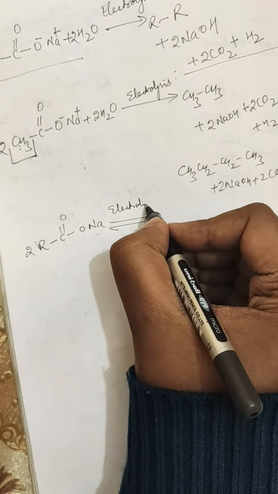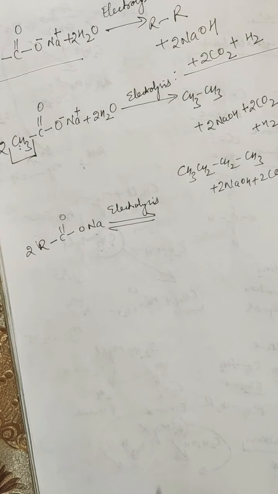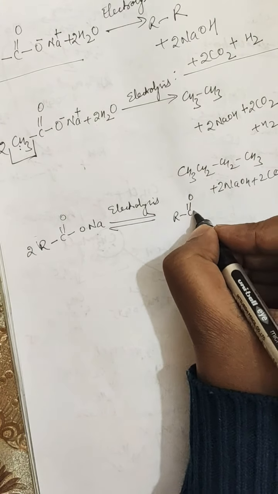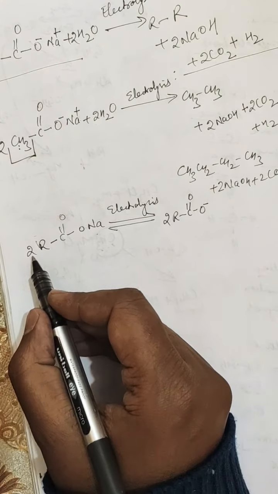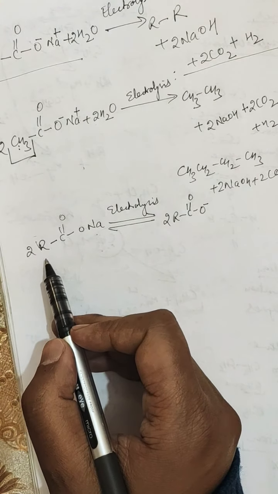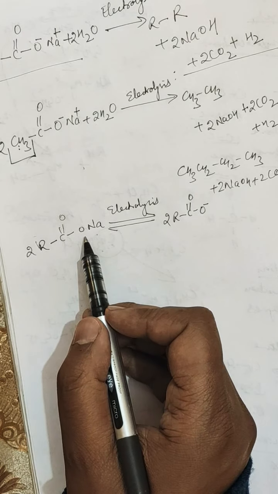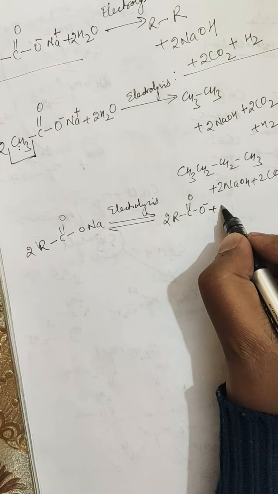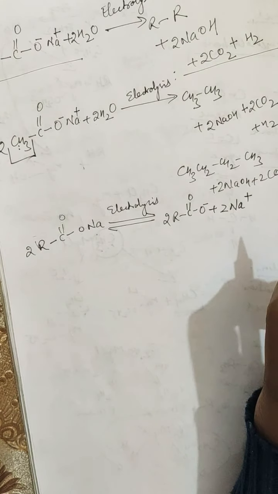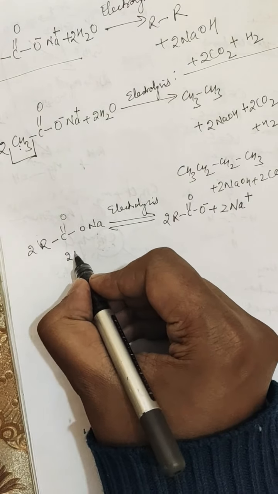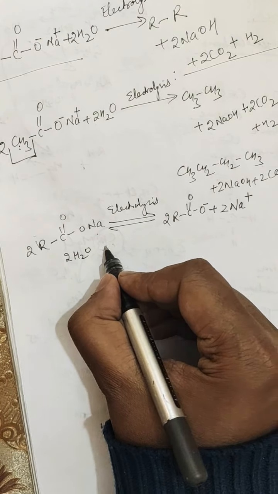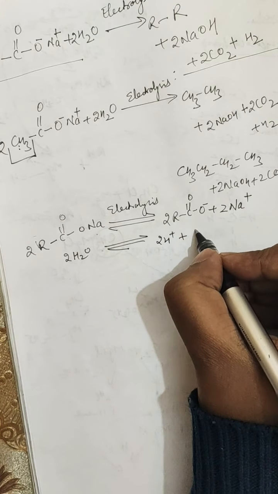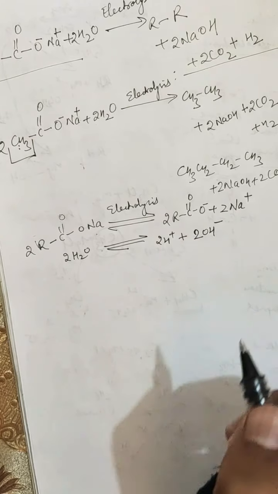Let me write here. Electrolysis. So this salt undergoes electrolysis and results in the formation of carboxylate anion. Two molecules of this sodium salt of carboxylic acid undergo electrolysis to form two molecules of carboxylate anion plus 2 Na positive. Further, two molecules of water also get electrolyzed to form 2 protons plus 2 OH negative.